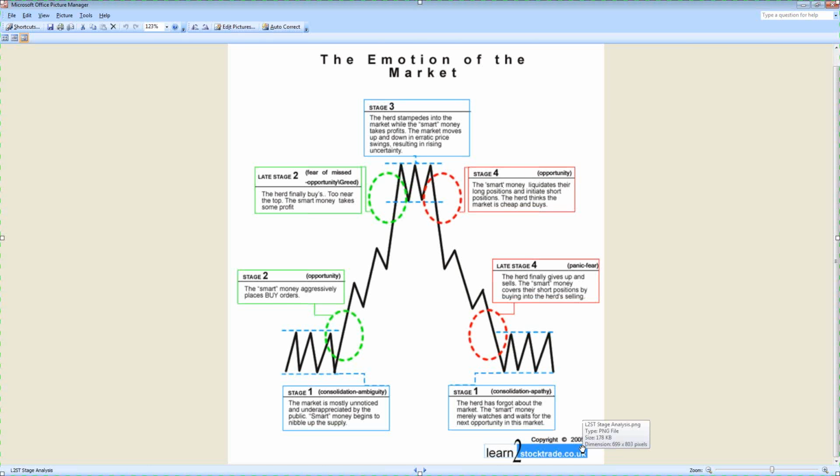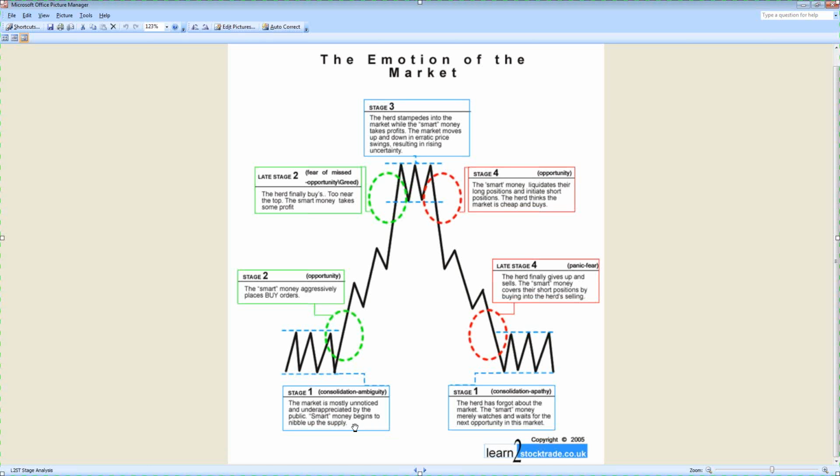I spoke about this earlier. I use moving averages. I use stage analysis because I've got no reason not to. I use Fibonacci as well, right? It all makes sense. So stage 1 is when the market is consolidating. It's mostly unnoticed and underappreciated by the public. Smart money begins to nibble up on the supply.